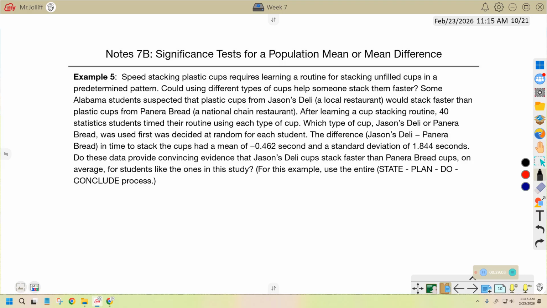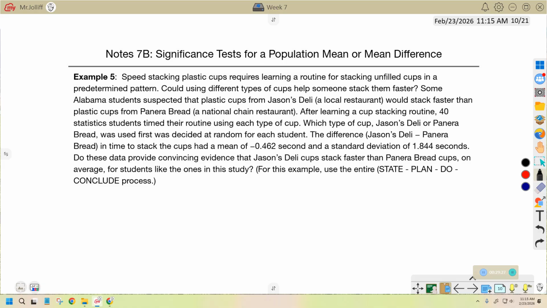All right. Last example says speed stacking plastic cups requires learning a routine for stacking unfilled cups in a predetermined pattern. Could using different types of cups help someone stack them faster? Some Alabama students suspected that the plastic cups from Jason's Deli, a local restaurant, would stack faster than the plastic cups from Panera Bread, a national chain restaurant.